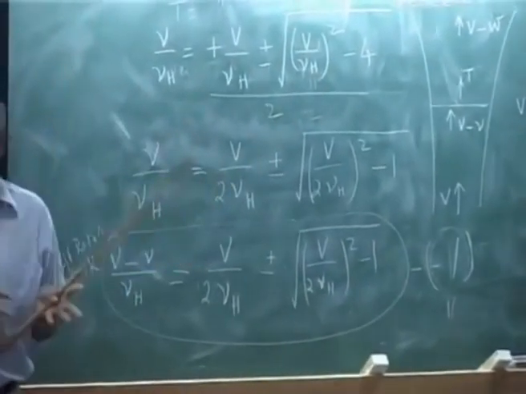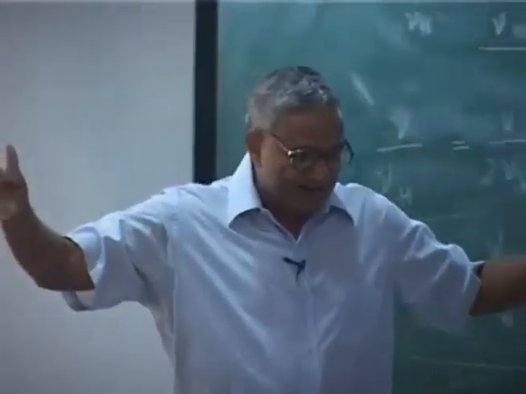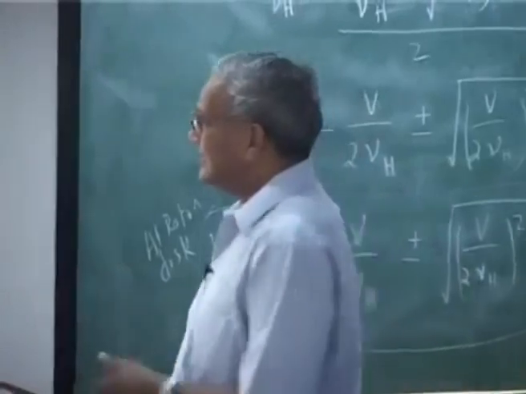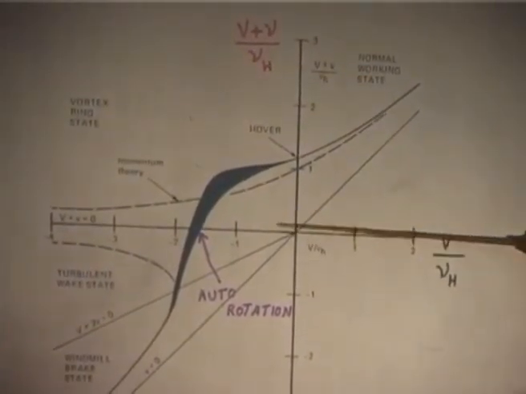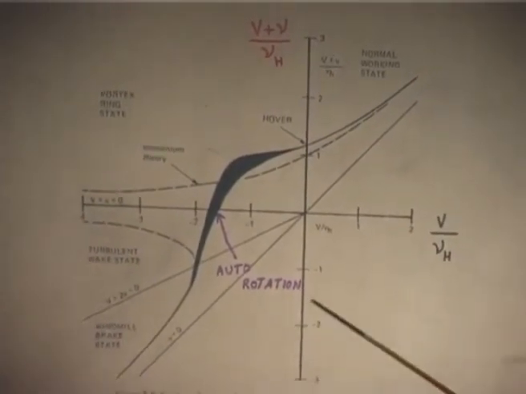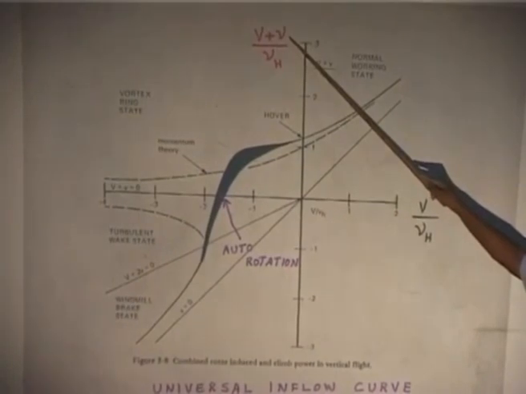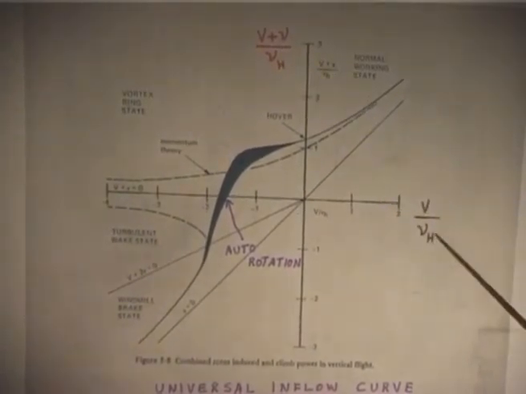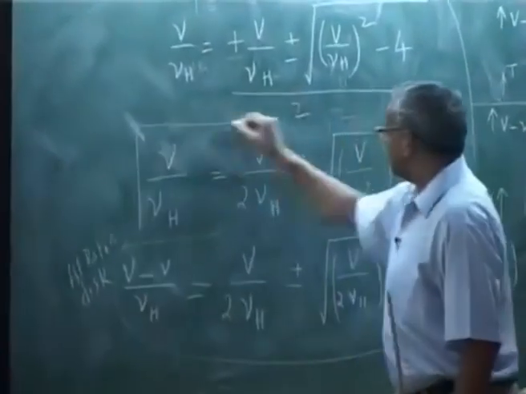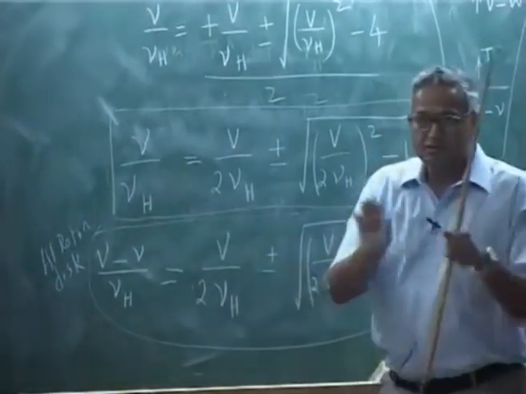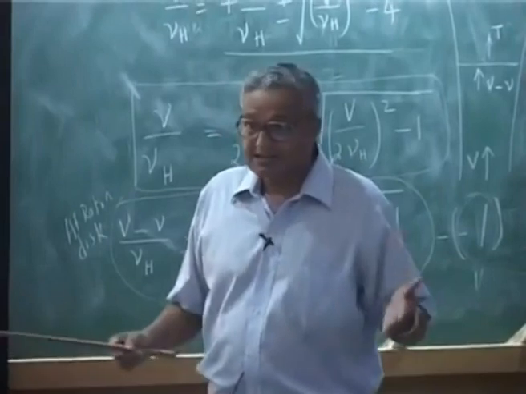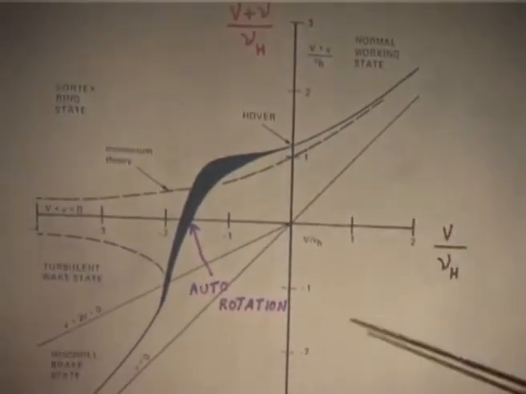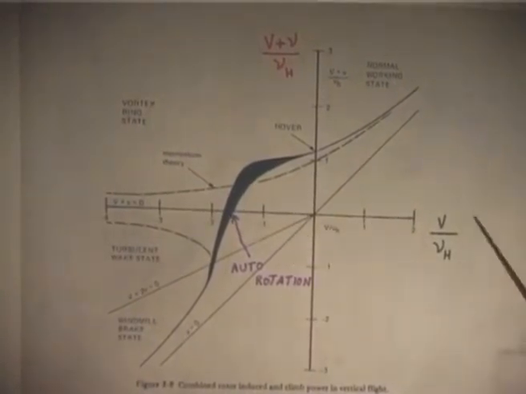Take this equation, and one set you can use for the entire zone. Here I will just say this curve, V plus nu over nu h, positive. I will show two curves. One is nu over nu h versus V over nu h, which is only the induced velocity. Another curve is V plus nu over nu h, the velocity at the rotor disk as a function of climb or descent, because descent is this side, climb is this side.